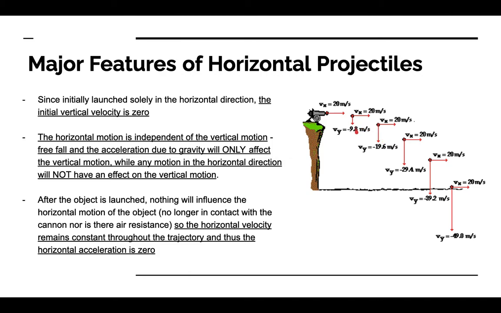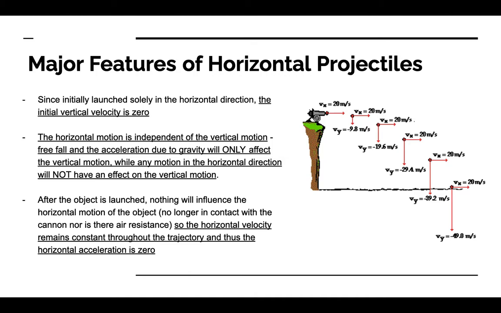So our object speeds up in the vertical direction because the acceleration due to gravity affects our vertical motion, but it stays at a constant velocity in the horizontal direction because the acceleration due to gravity strictly acts in the vertical direction. Thus, nothing else influences our motion in the horizontal direction. It may sound like I'm beating a dead horse, but I cannot reiterate this enough, as it is a very tricky concept.